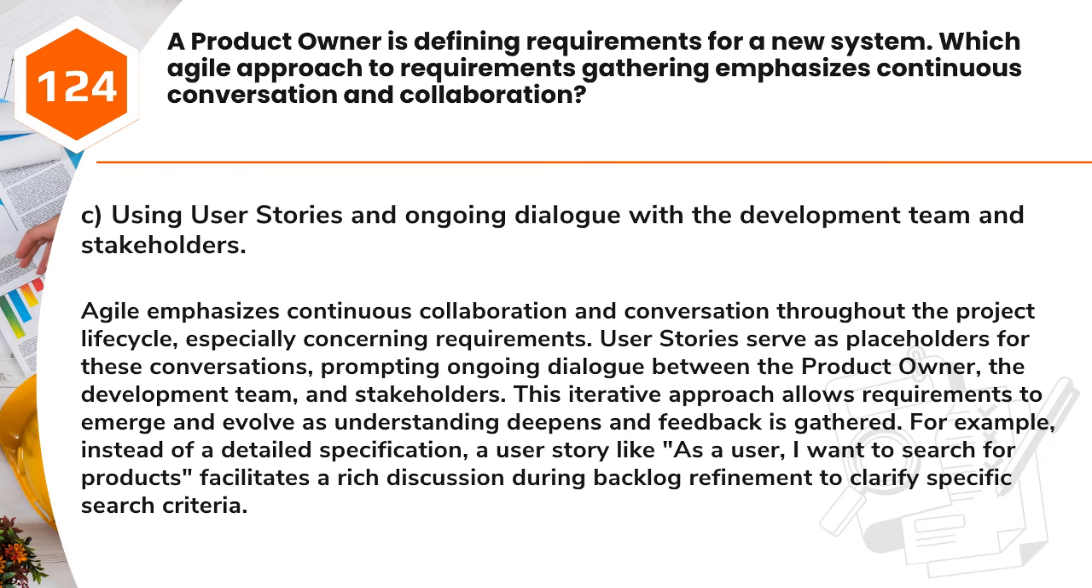Answer: C. Using user stories and ongoing dialogue with the development team and stakeholders. Agile emphasizes continuous collaboration and conversation throughout the project lifecycle, especially concerning requirements. User stories serve as placeholders for these conversations, prompting ongoing dialogue between the product owner, the development team, and stakeholders. This iterative approach allows requirements to emerge and evolve as understanding deepens and feedback is gathered. For example, instead of a detailed specification, a user story like, "As a user, I want to search for products," facilitates a rich discussion during backlog refinement to clarify specific search criteria.